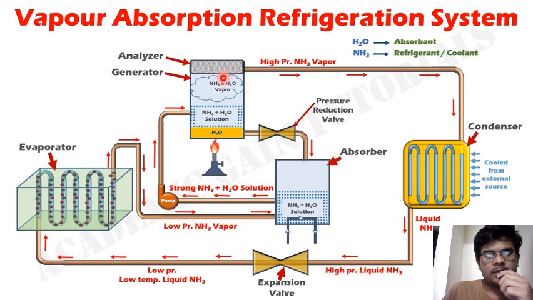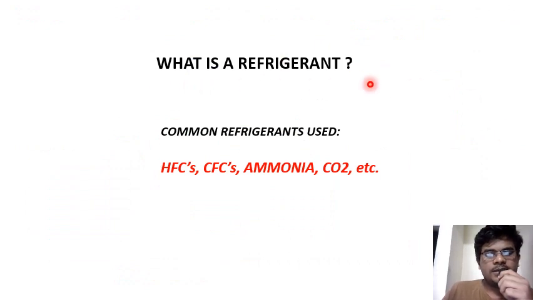The high pressure vapor is passed through the condenser and we'll get a high pressure ammonia fluid, and this is passed through the expansion valve. We'll get a low pressure ammonia fluid, and then it is passed through the evaporator and we'll get a low pressure ammonia vapor, and it is again passed through the solution absorber, then the pump, and then the generator, and the cycle continues.